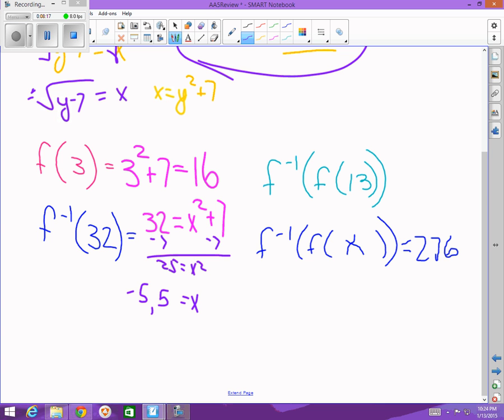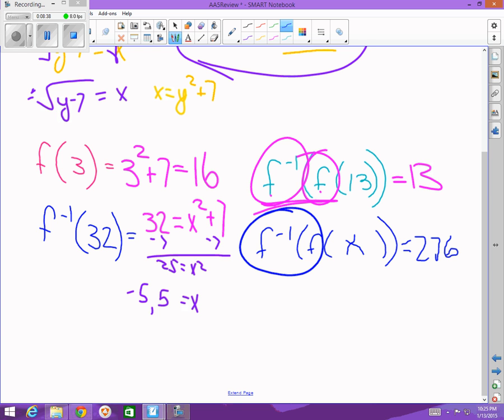And then with this one, because you have an inverse and a function, and they're both the same thing, they go away, and you just have 13 left, because inverses get rid of each other. And now the same thing with this one. You have an inverse and a function, and they just both go away, so then x equals 276. And then that's it for that part.